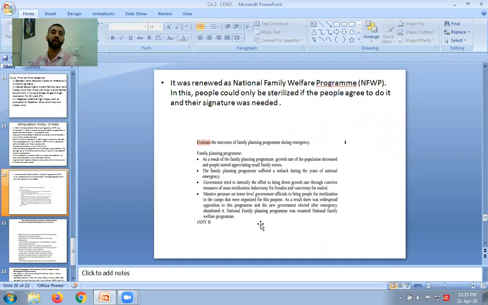So I've already told you that this program suffered a lot because the government was doing forceful activities. So after this, when the new government came after the emergency, they changed the name of this particular program. This is what actually happened, or you can say these were the outcomes of the family planning program.